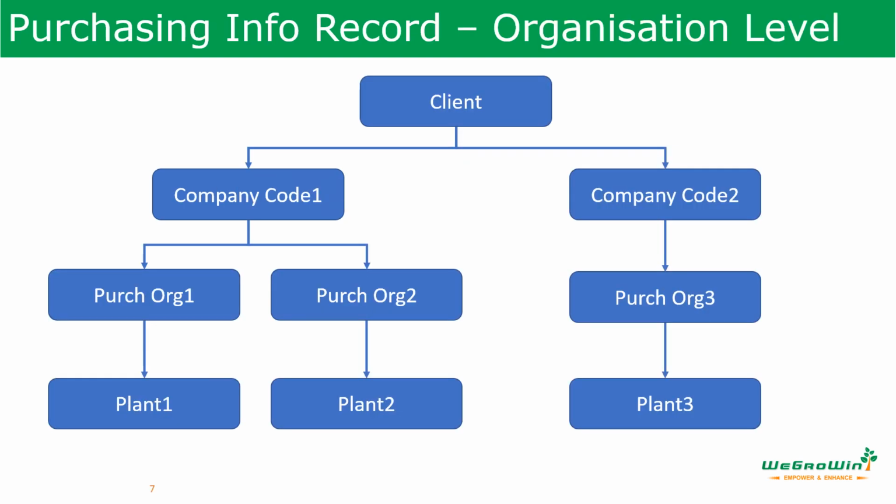Purchasing info records are maintained at different organization levels like client level, purchase organization level, and plant level. Purchasing organization records have general data, purchase organization data, and plant data. When you create a purchase order, the system searches for a valid information record for the purchase organization and the plant combination. If no such information record exists, then the system will search for the information related to the purchase organization.